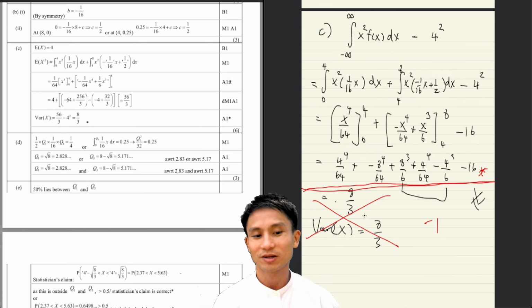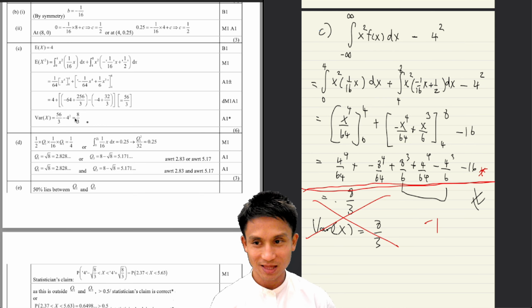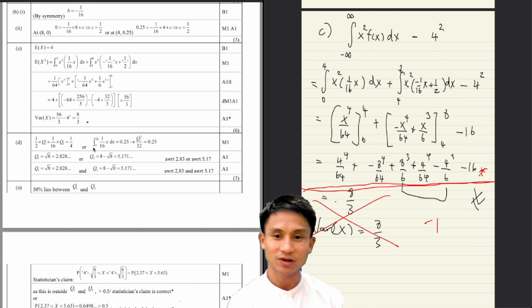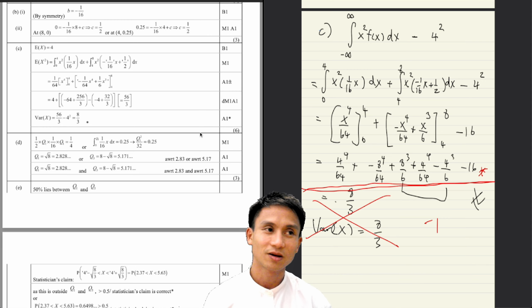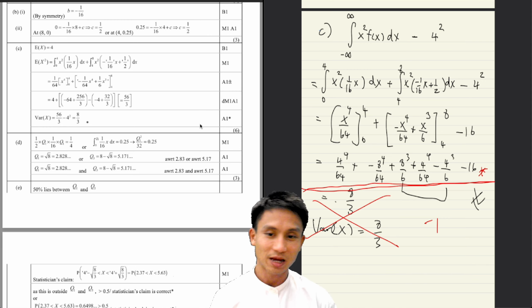So I lost 1 mark there for the accuracy, just to say that var x is indeed 8 over 3, right? So I'm not going to give myself that mark. So I won't give myself that mark, all right?